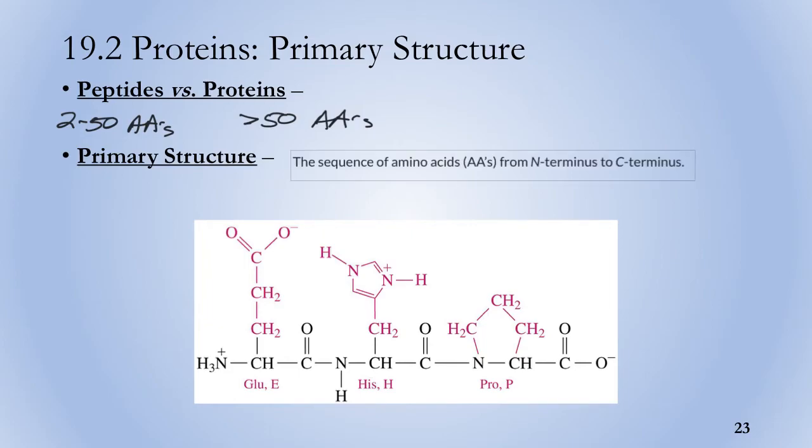So you can see in the example at the bottom of the page, you have 3 amino acids. You've got glutamate, histidine, and proline. And so that would just be the primary structure of this amino acid sequence, or this peptide. Again, you want to look for the N-terminus. So we got the NH3 plus right there, and then the C-terminus is this portion right there. So again, we do read from left to right in this case. So glutamate, histidine, and proline.